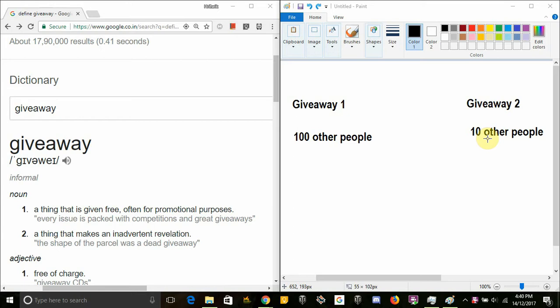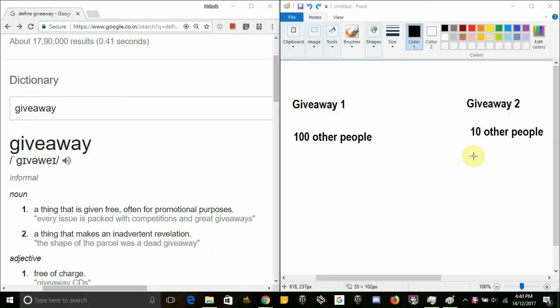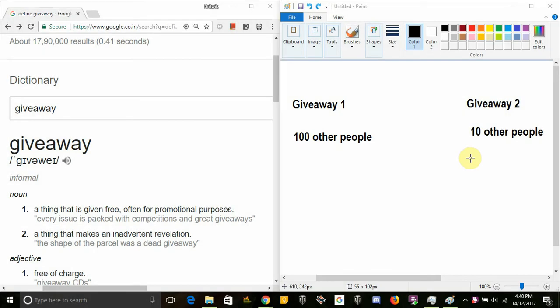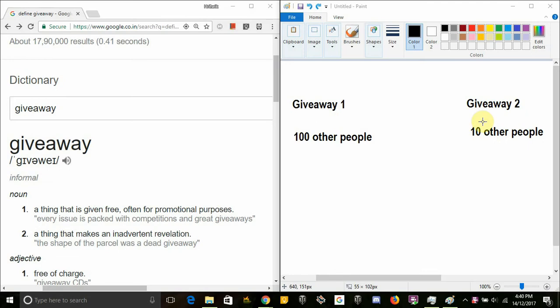So let's say you wanted to take part in one of these two giveaways. In one giveaway, there were 100 other people also participating, and in the other giveaway, there were 10 other people participating. Which giveaway would you like to go for? Now you'll say, Rutvik, what kind of silly question is this? Of course I'll go for this giveaway. Now that, my friends, is probability at play, although subconsciously.